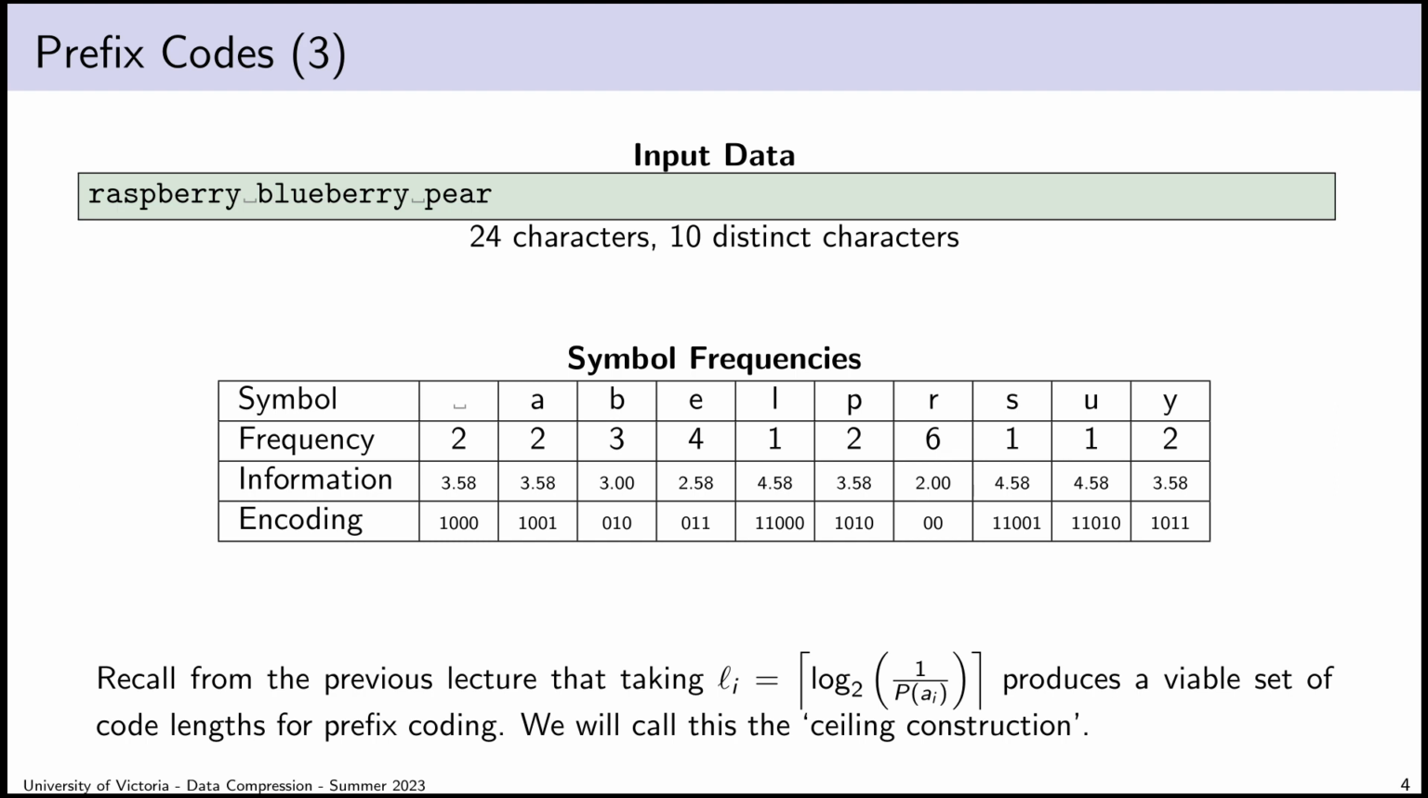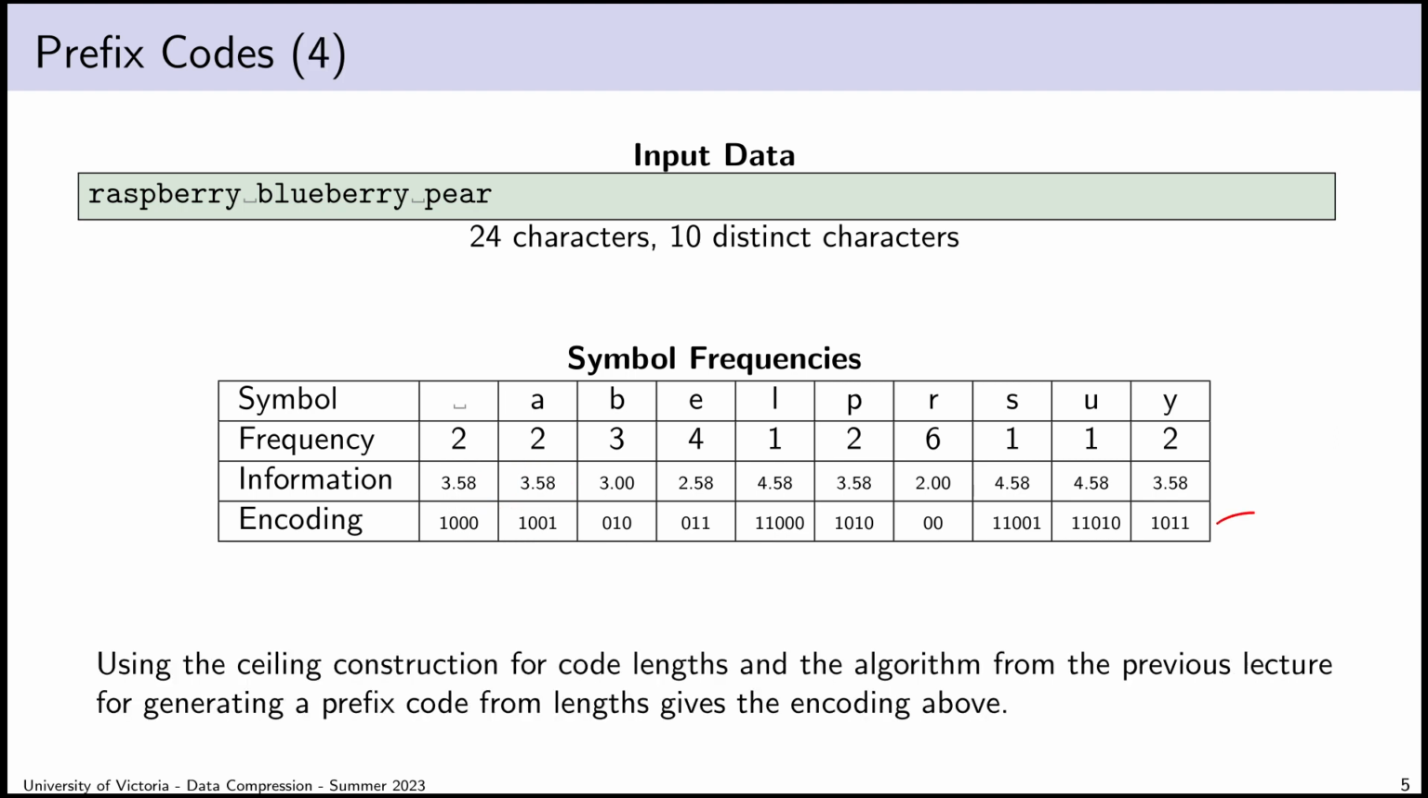So the ceiling construction gives us a valid set of lengths. It just takes the information content for each symbol and rounds it up. Notice how these symbols with information 3.58 get encodings of length 4. We're lucky for the case of R and B because their information content is a whole number, so rounding it up just leaves it at the same whole number, and they get an encoding whose length is equal to their information content. But in general, rounding up isn't so bad because we are able to derive a prefix code.